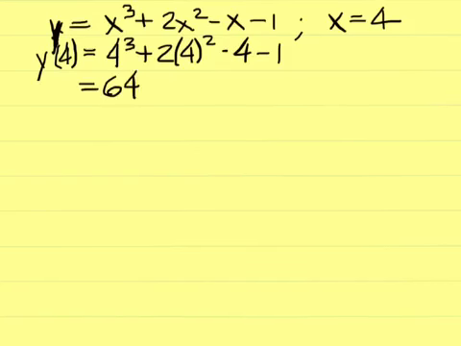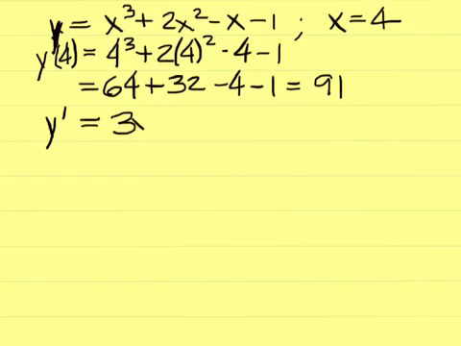That should be 64 plus 16 times 2 is 32. And then evaluate all that left to right. 64 and 32 is 96, minus 4 is 92, minus 1 is 91. That's your y value. Find y prime, which is the first derivative of the function. That would be 3x squared plus 4x minus 1, and then the other minus 1 is gone. This minus 1 comes from the power there, bringing it down in front of the x, which leaves a 0 power, which means it's 1.